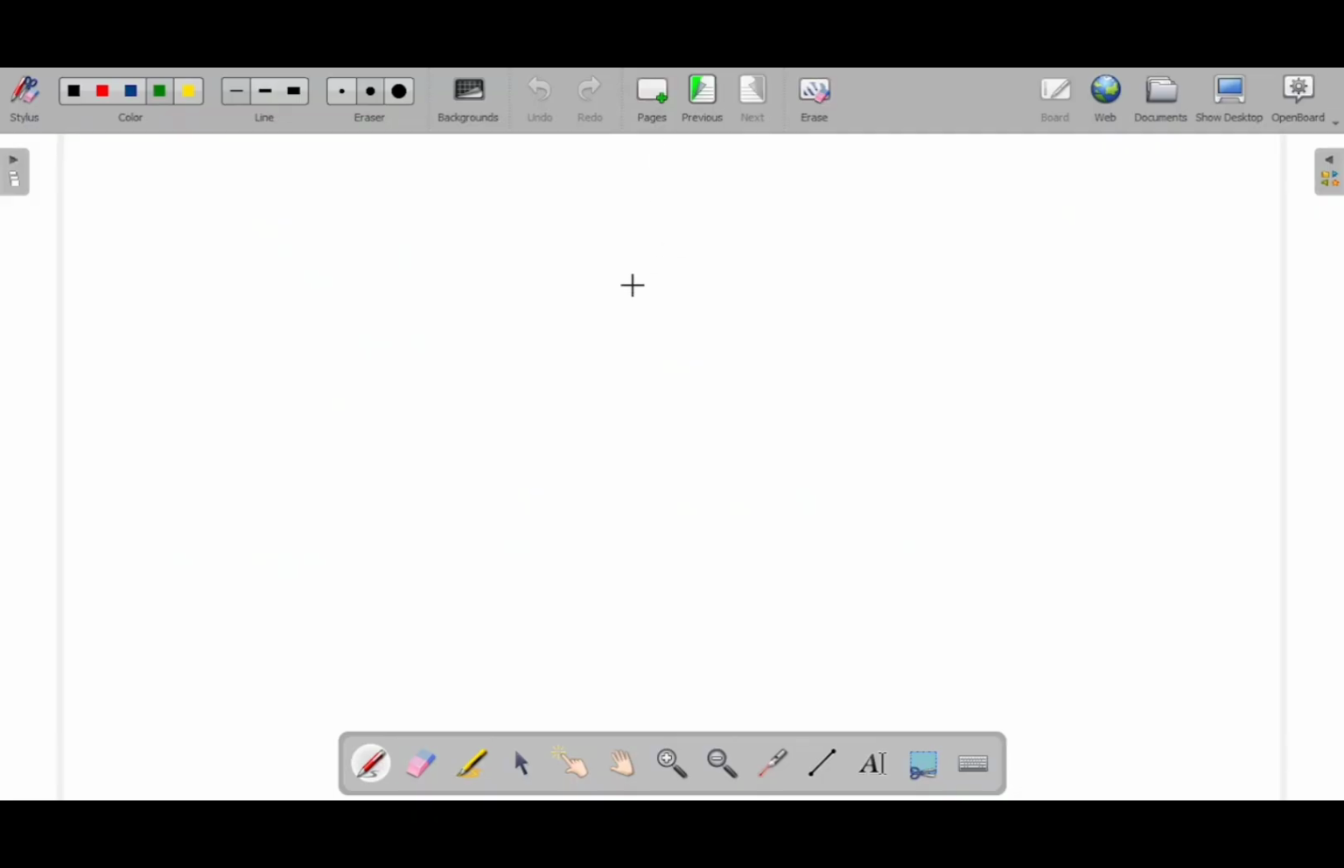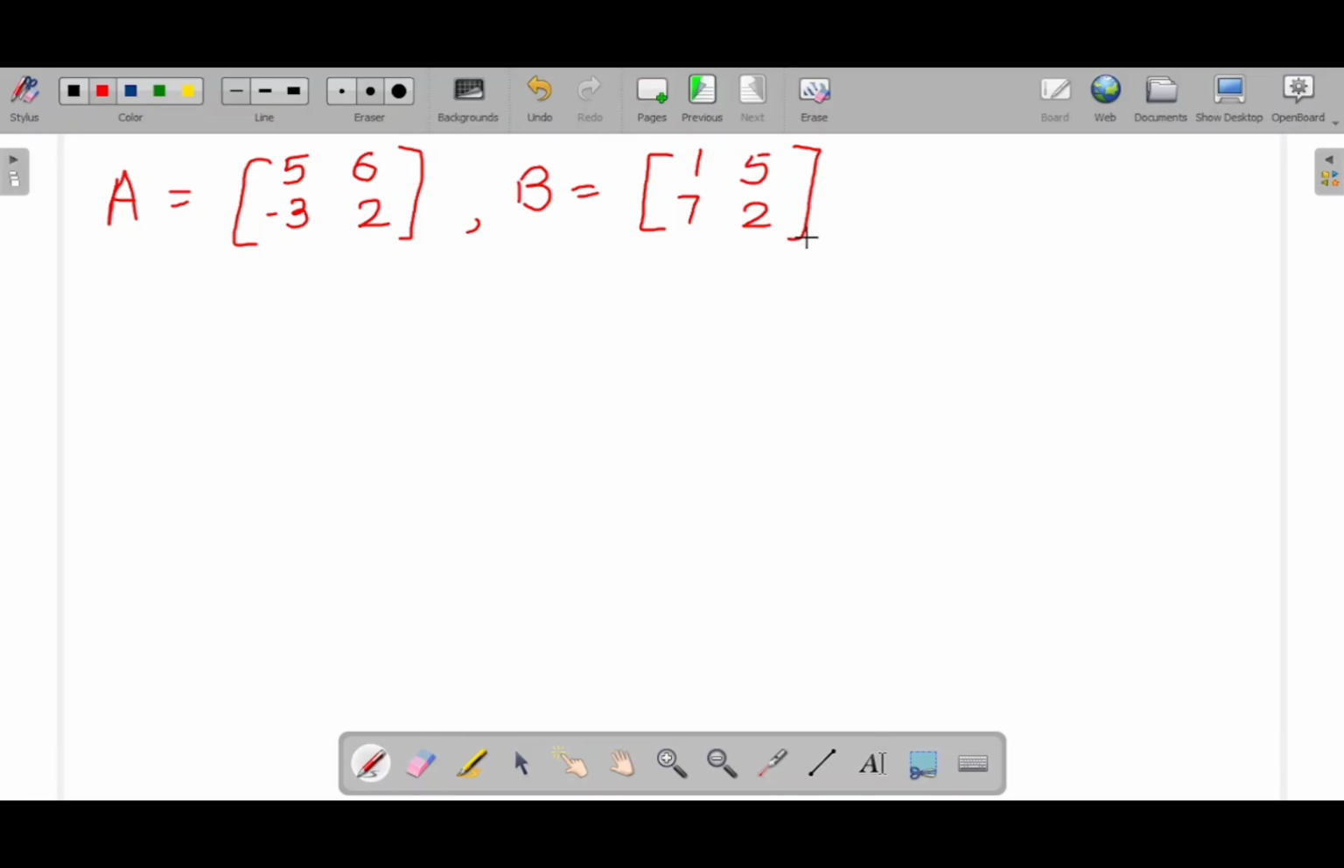Now let's see how to add two matrices. Let me take a question: matrix A is equal to [5, 6; -3, 2], and matrix B is equal to [1, 5; 7, 2]. These are random matrices we have taken. When I have to calculate A plus B, I have to check the order of these matrices. Here you can check the order of matrix A is 2 by 2.